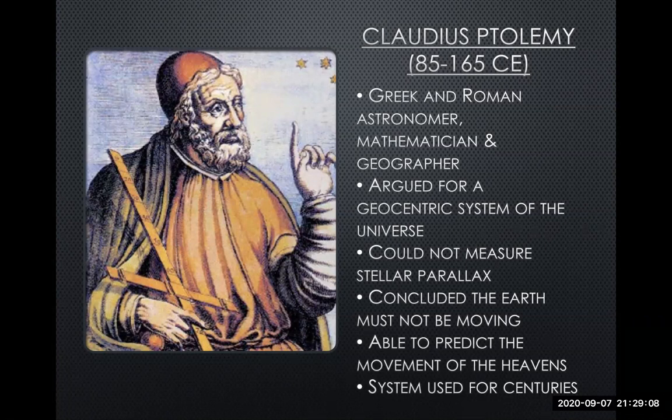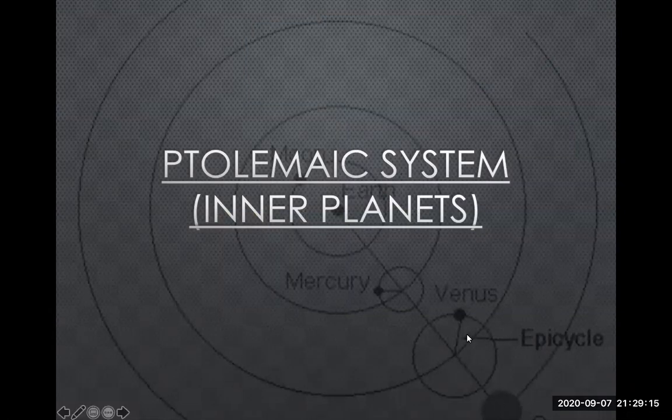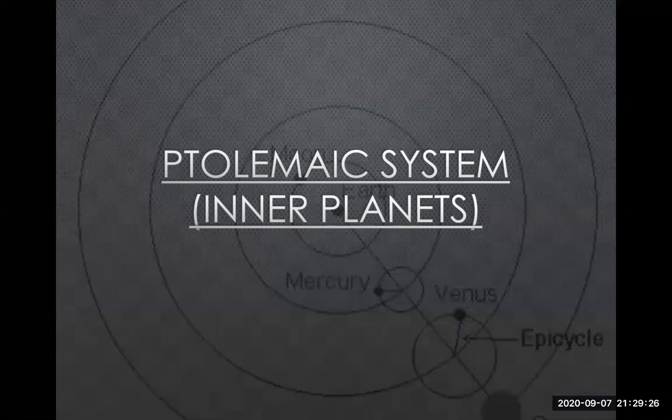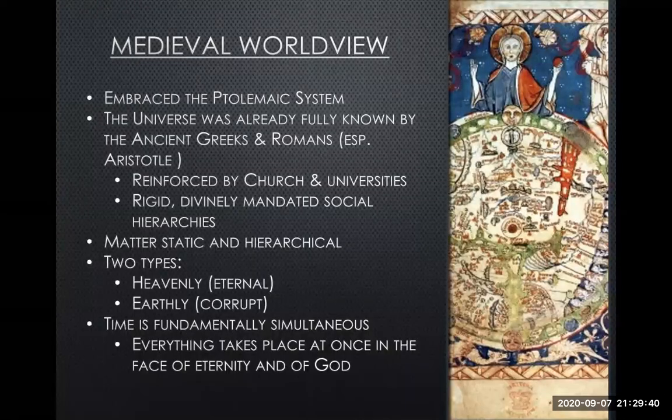Unfortunately, his system is very complex. It is used for centuries, but it is a very complicated system that relies on epicycles. So he had circles on top of circles, epicycles on top of epicycles, and he comes up with a working system that you can use to predict movement because he has seen this movement in the heavens before. But at the same time, it is incredibly inelegant and incredibly complex. And this is something that Copernicus is going to be reacting against.